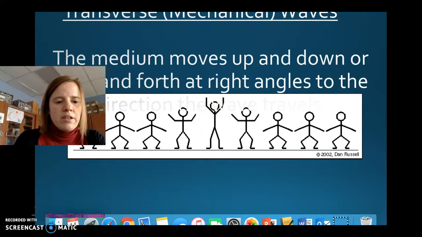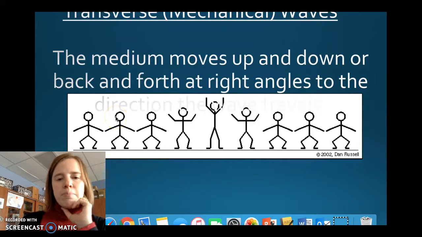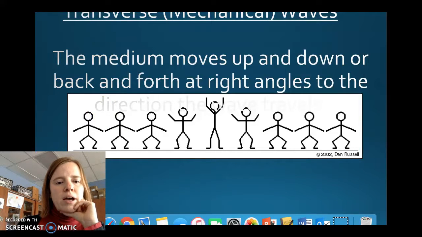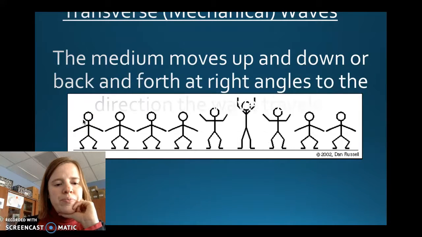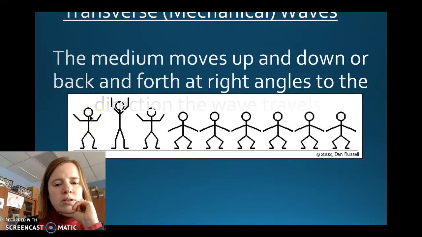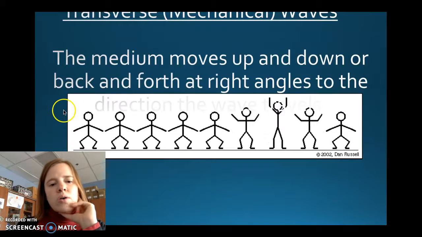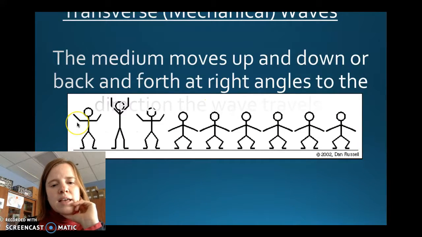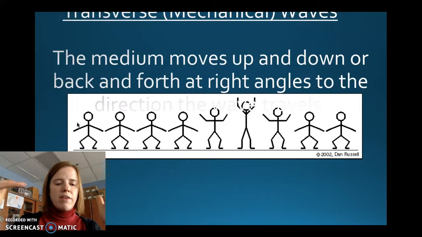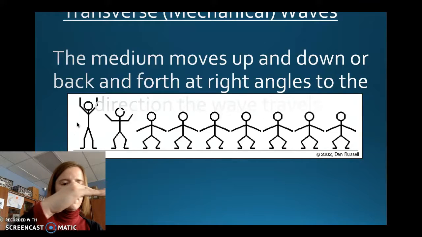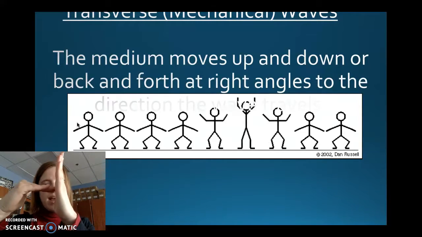Some of this is covered up, but you don't have to write this down. I just wanted you to see this. The medium or the matter actually goes up and down for transverse waves. So again, with these people, they are going up and down, right? But the wave itself is going this way. So the back and forth or up and down is at a right angle to the way that the wave is moving. The wave is moving this way, and the people are moving up and down. So it's at a right angle to that wave.